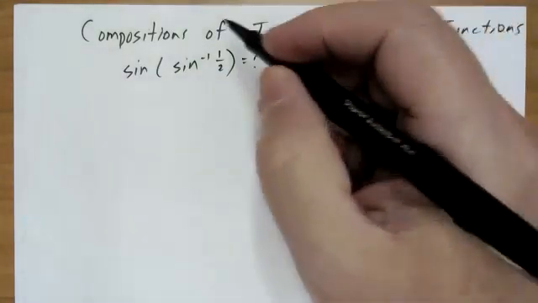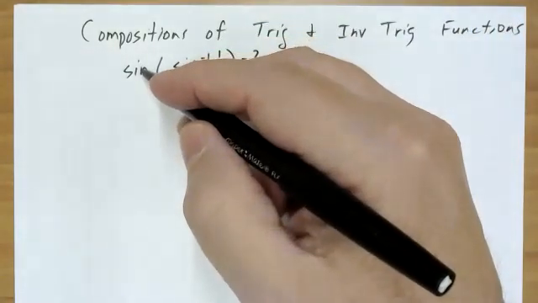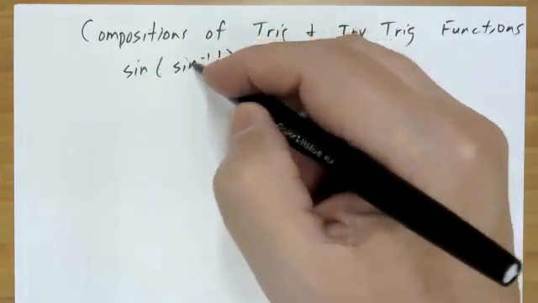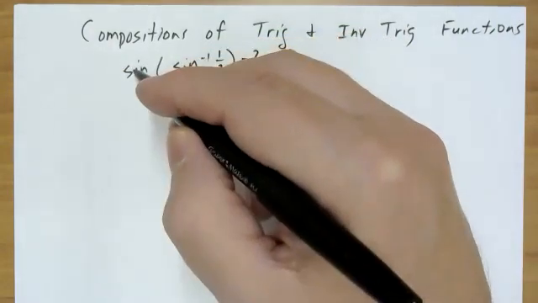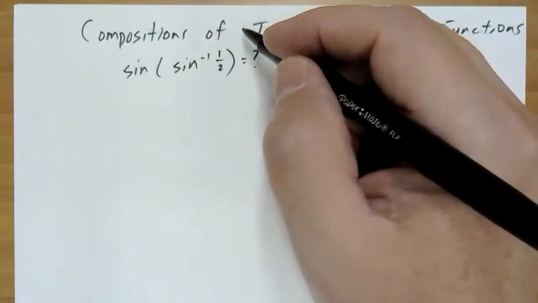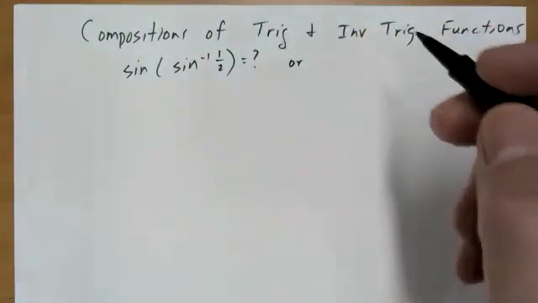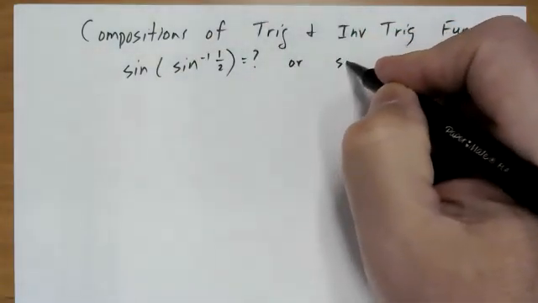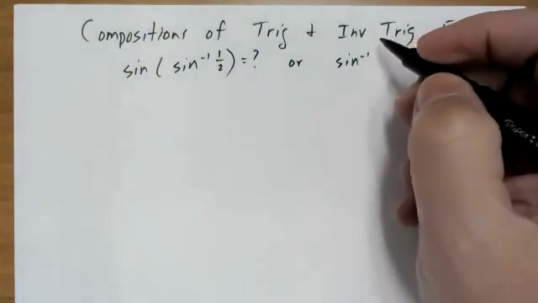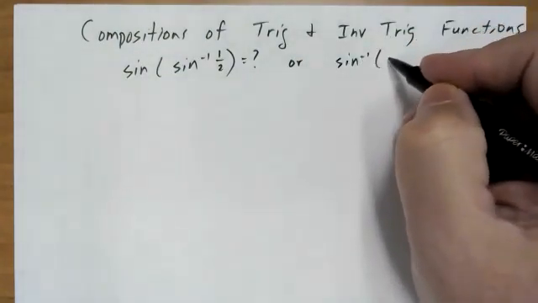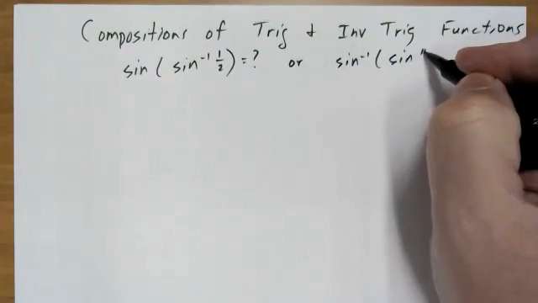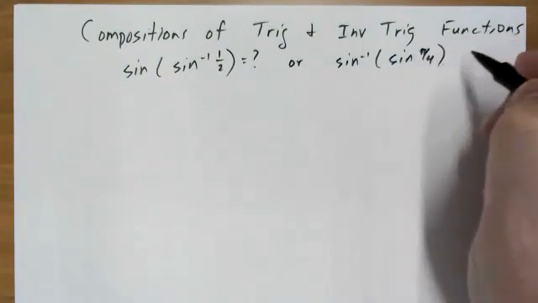And then the other kind of problem, you notice here, the inverse trig function is inside of the trig function, but we can also have it the other way around. The inverse sine of the sine of pi over 4.